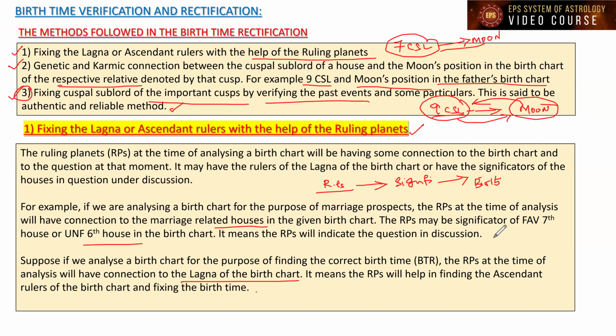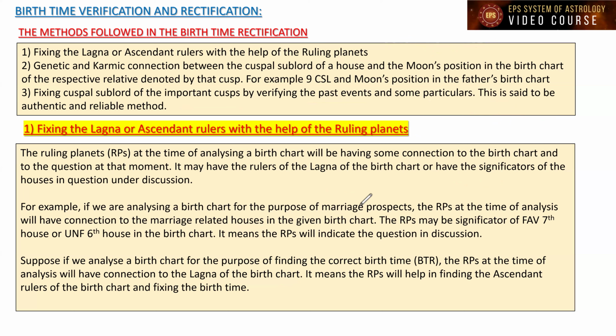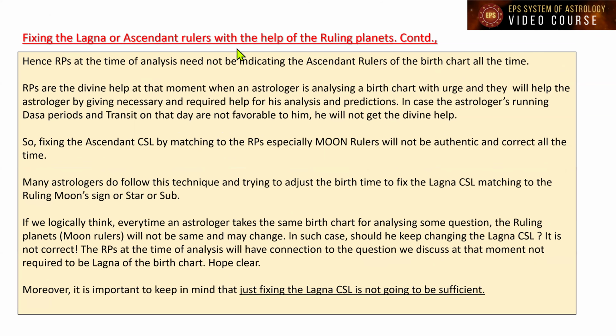It means the ruling planets at the time of analysis will have a connection to the question in discussion. It is not required that it should actually have a connection to the lagna. If the purpose of analysis is birth rectification, the ruling planets definitely will have a connection to the ascendant ruler. It will help in finding the ascendant rulers. I hope you are able to understand. So fixing the lagna or ascendant rulers with the help of the ruling planets will be more useful if the purpose of analyzing the birth chart is birth time rectification.